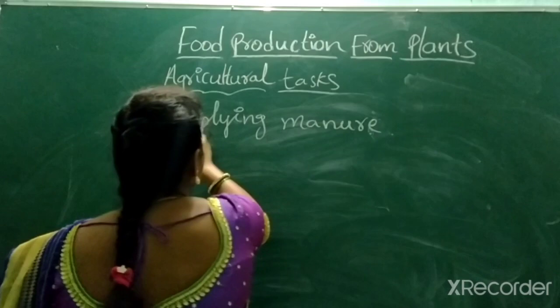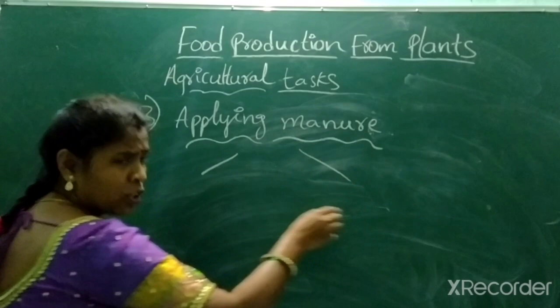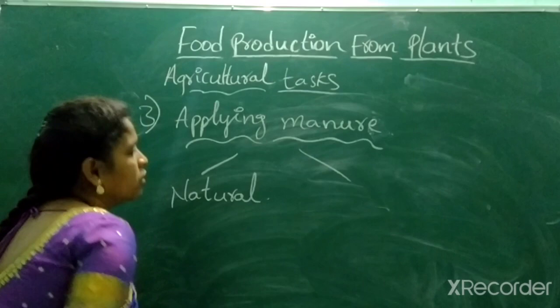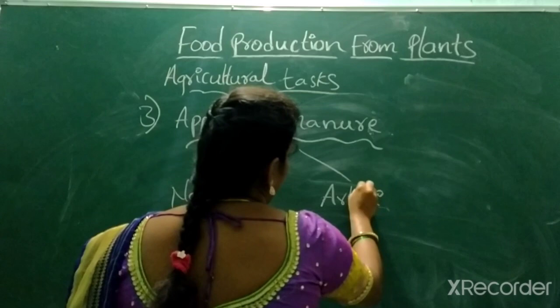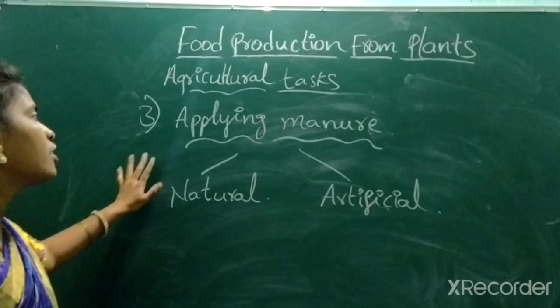Applying manure. Manure here means natural and artificial, both. We look at both. First, we take the natural one. Later, we take the artificial one. Okay. So, first, applying natural manure.